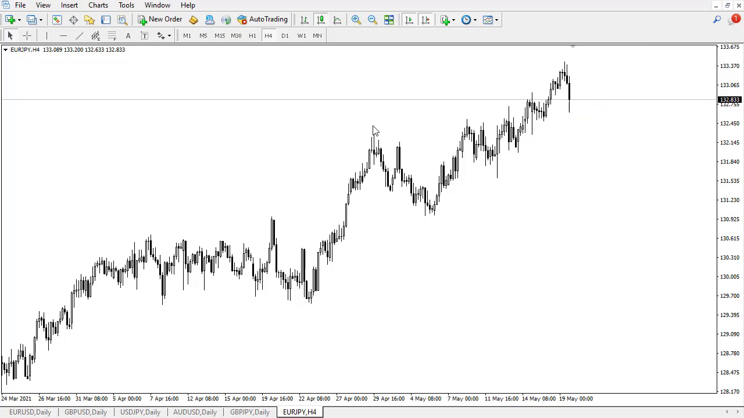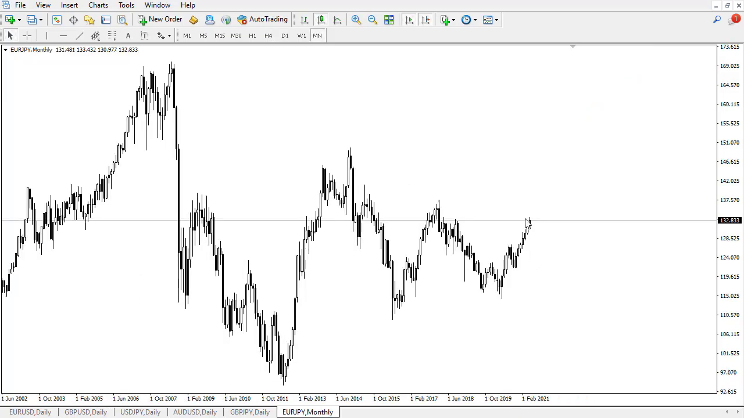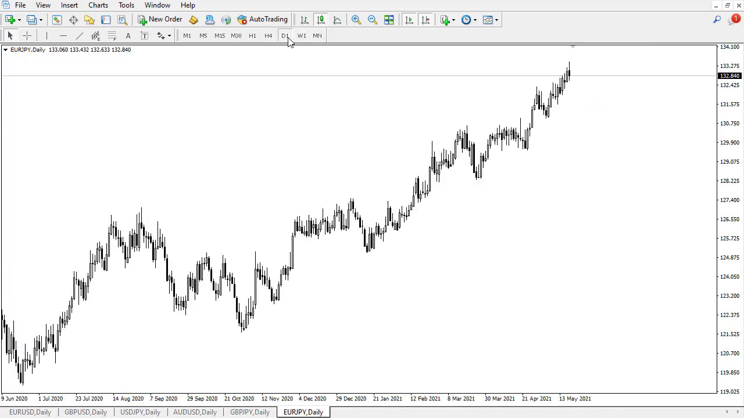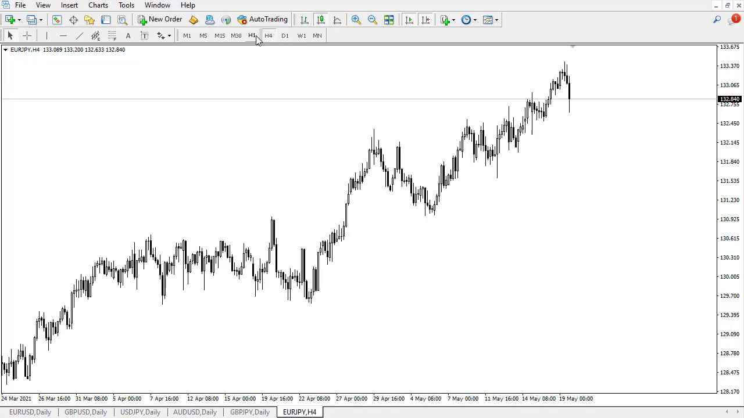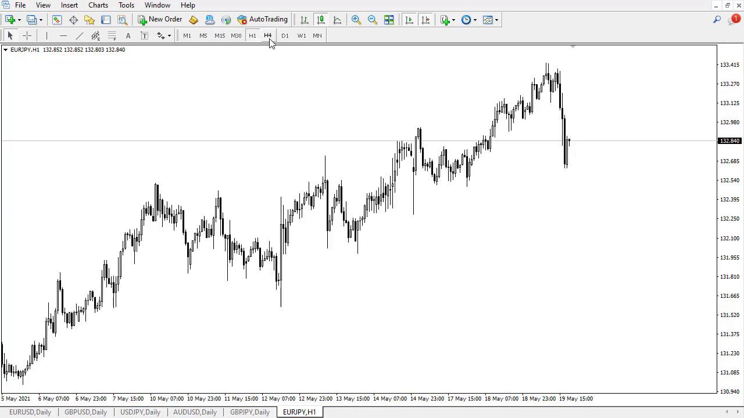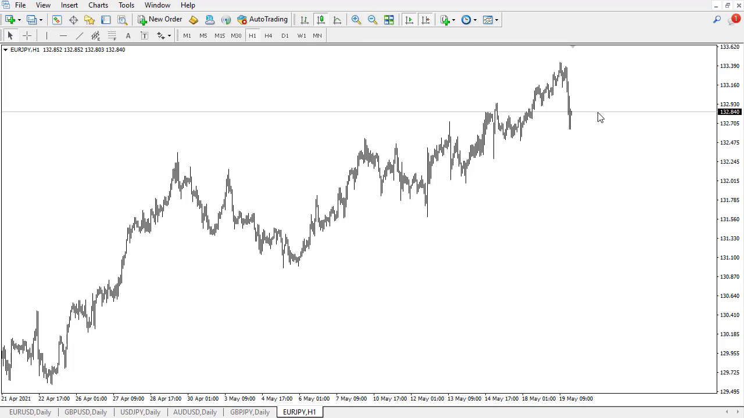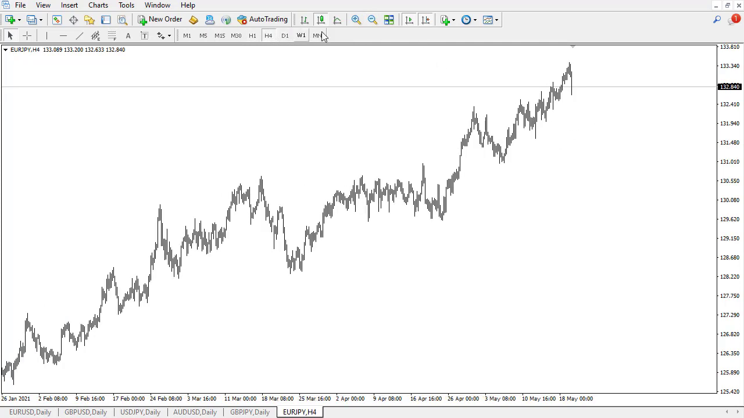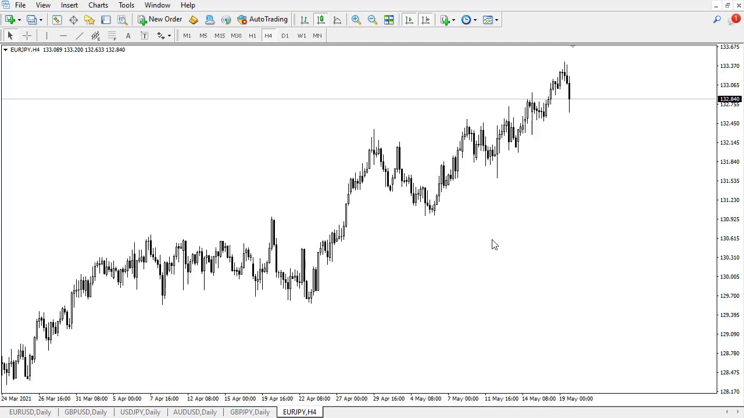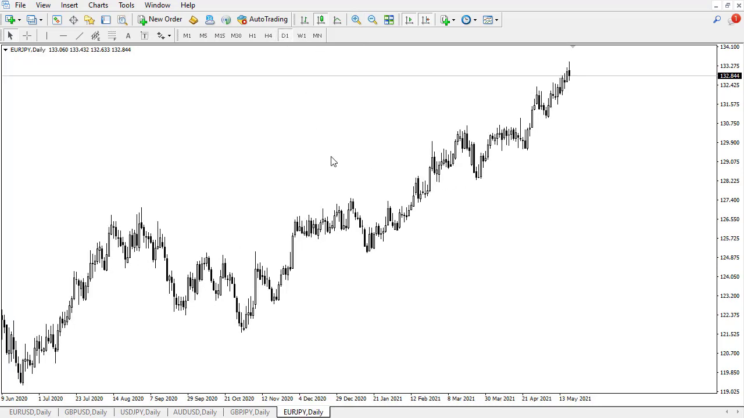What you want to see, and this is a good example of it, monthly, weekly, daily, 4-hour, all look bullish. Even the hourly, you can start to see that it's trying to recover. But you want to see multiple higher time frames working in the same direction. There's no way to guarantee that your trade won't get stopped out.